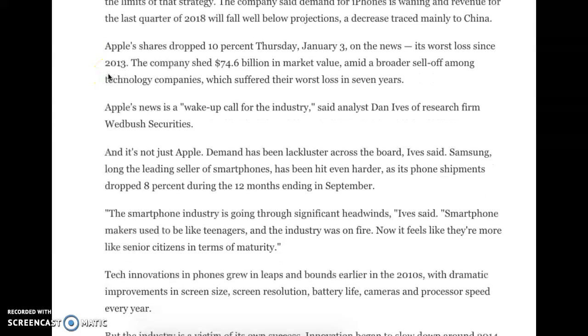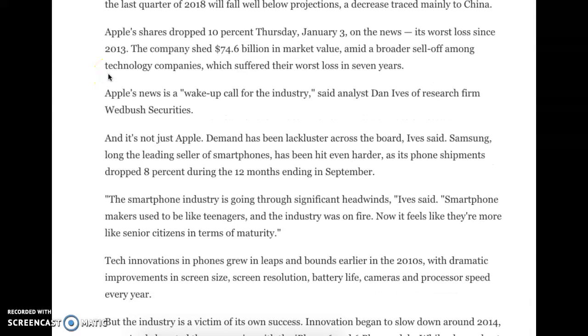On to the third paragraph here. Apple's shares dropped 10% Thursday, January 3rd, on the news, its worst loss since 2013. The company shed $74.6 billion in market value amid a broader sell-off among technology companies, which suffered their worst loss in 7 years. Apple's news is a wake-up call for the industry, said analyst Dan Ives of research firm Wedbush Securities.